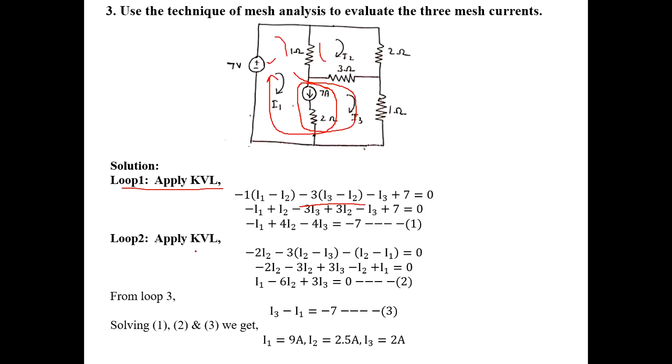Next, loop 2, apply KVL. In this loop 2, we know that minus 2 into I2, minus 3 into I2 minus I3, minus 1 into I2 minus I1, which is equal to 0. Then we got the equation I1 minus 6 I2 plus 3 I3 which is equal to 0. This is equation 2.